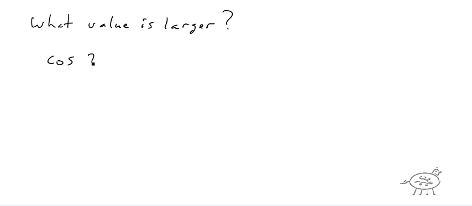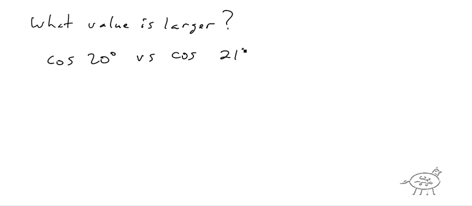All right, so this is actually going to be a really super quick lesson here, and we're going to just do a comparison of some ratios. So here is the question: what value is larger? Okay, that's pretty much the title of today's lesson. What value is larger? So what we're going to do is compare cosine of 20 degrees versus cosine of 21 degrees.